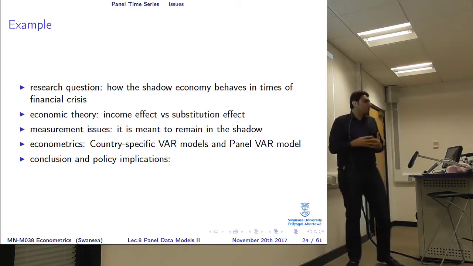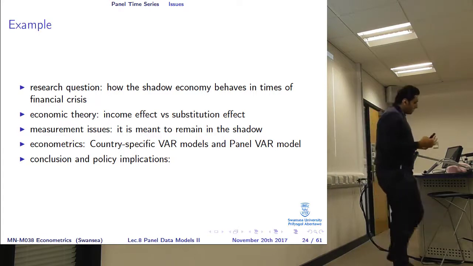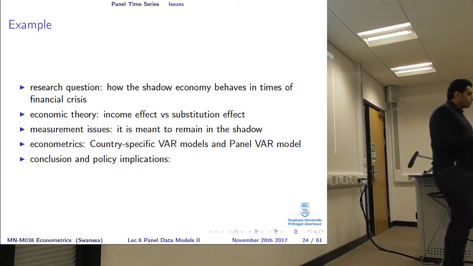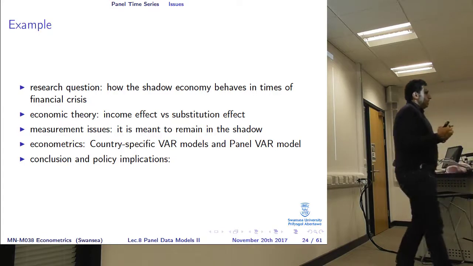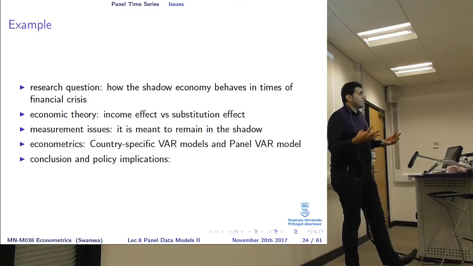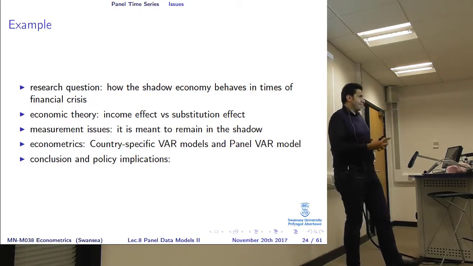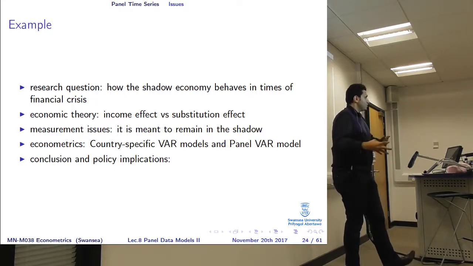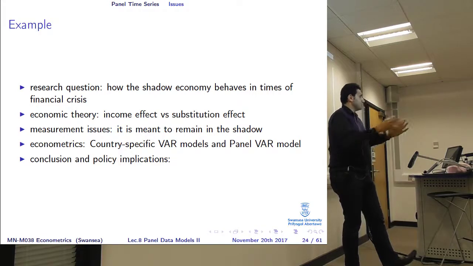We explained that we could expect the impact of the financial crisis on the shadow economy to go either way. It could be that in times of crisis, it's a really bad time for the whole economy, so you wouldn't be able to find a job in the formal sector. That means the shock hits both sectors, the official and the unofficial, the recorded and the unrecorded, at the same time. So the size of the shadow economy will shrink in times of crisis.